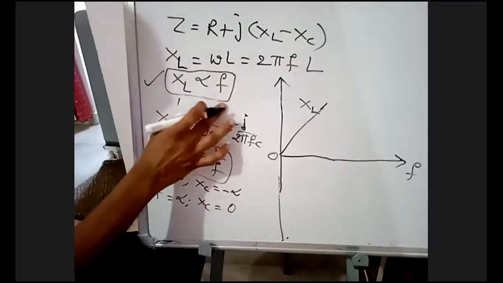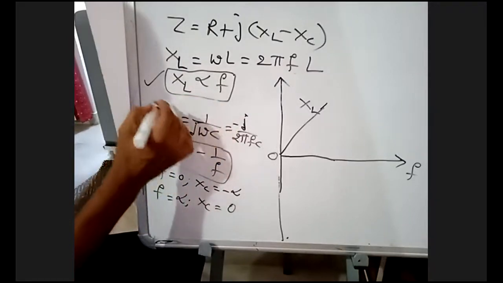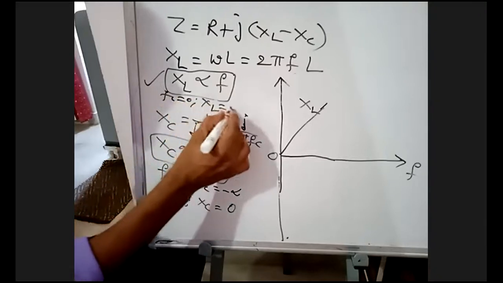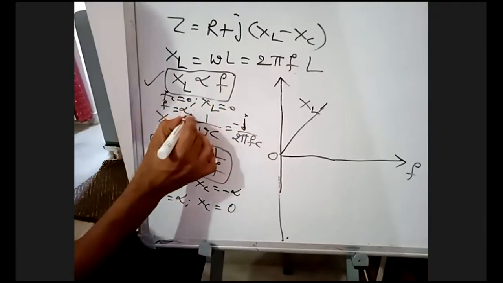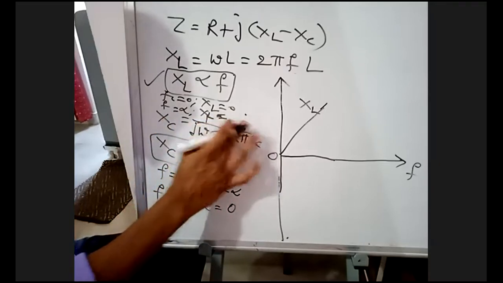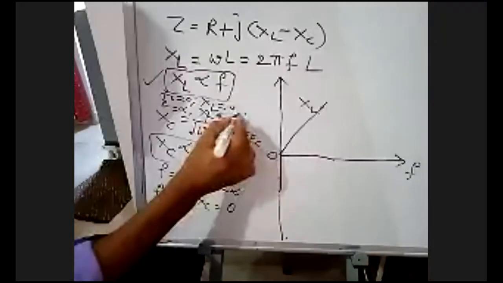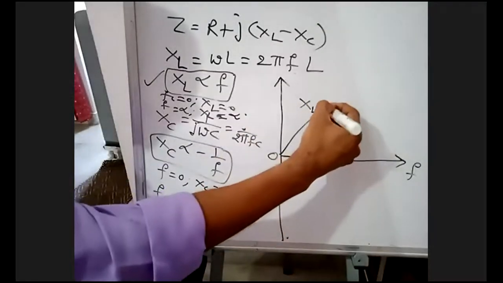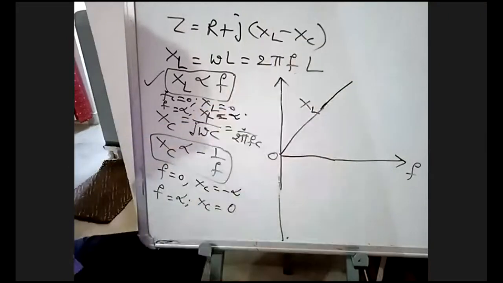See XL. For XL, if F is 0, XL is 0. If F is equal to infinity, what is XL? Infinity. That means your XL is varying from 0 to infinity.